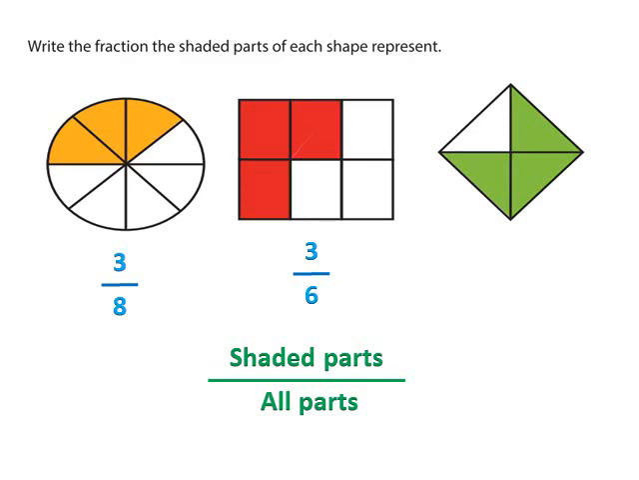The last shape, I have 1, 2, 3 shaded parts. And then my fraction line, how many parts do I have all in all? 1, 2, 3, 4. So the number at the bottom is 4. This fraction is 3/4, do you know? Yes, it is 3/4.